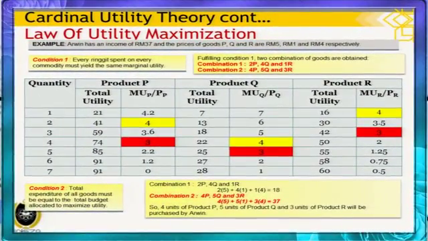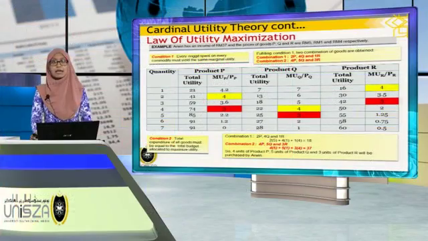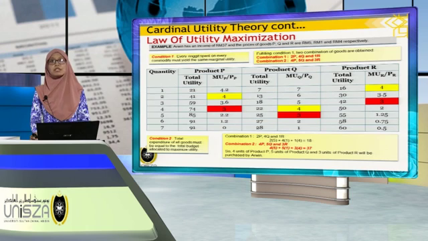Example: Erwin has an income of 37 ringgit, and the prices of goods P, Q and R are 5 ringgit, 1 ringgit and 4 ringgit respectively. As for condition 1, that I explained earlier, every ringgit spent on every commodity must yield the same marginal utility. It means that as a rational consumer, Erwin will spend his income by choosing the combination of goods where the marginal utility per ringgit for the 3 goods is the same.